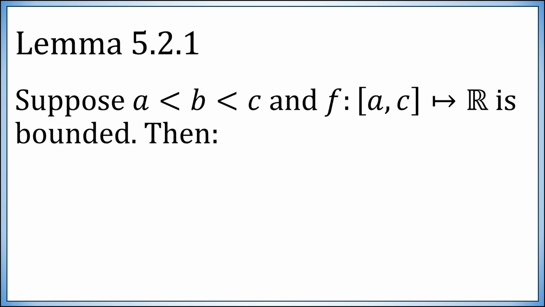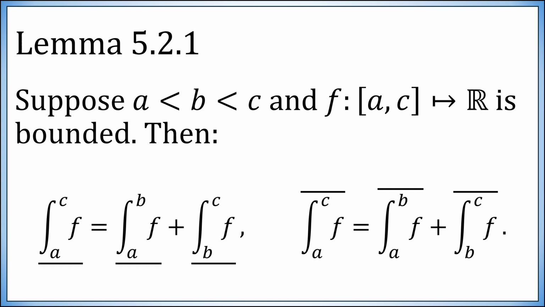So we proceed with this lemma. Suppose a is less than b is less than c, and f maps the interval from a to c to the reals, and is bounded. Then, both of the lower and upper Darboux integrals are additive. The lower integral from a to b plus the lower integral from b to c will recover the lower integral from a all the way to c. And similarly, the upper integral from a to b plus the upper integral from b to c will be the upper integral from a all the way to c.